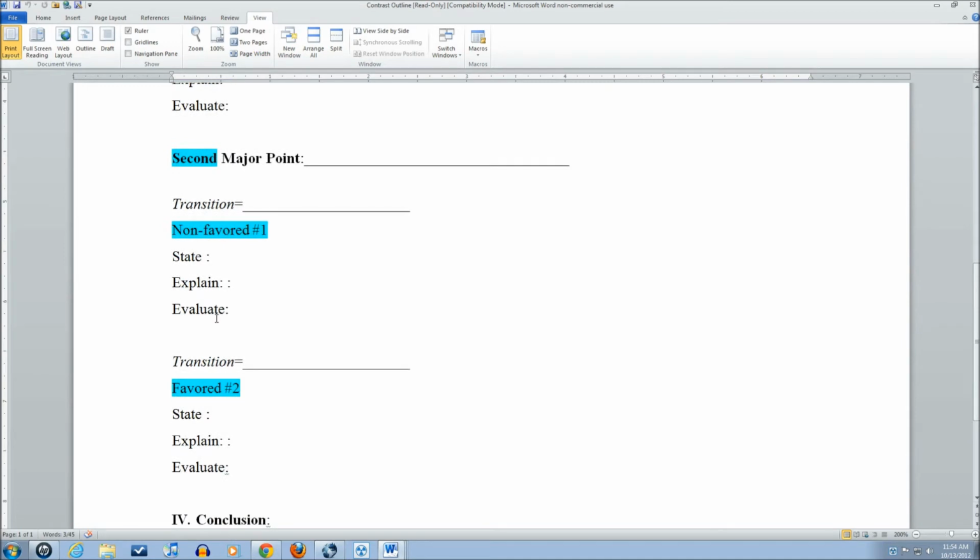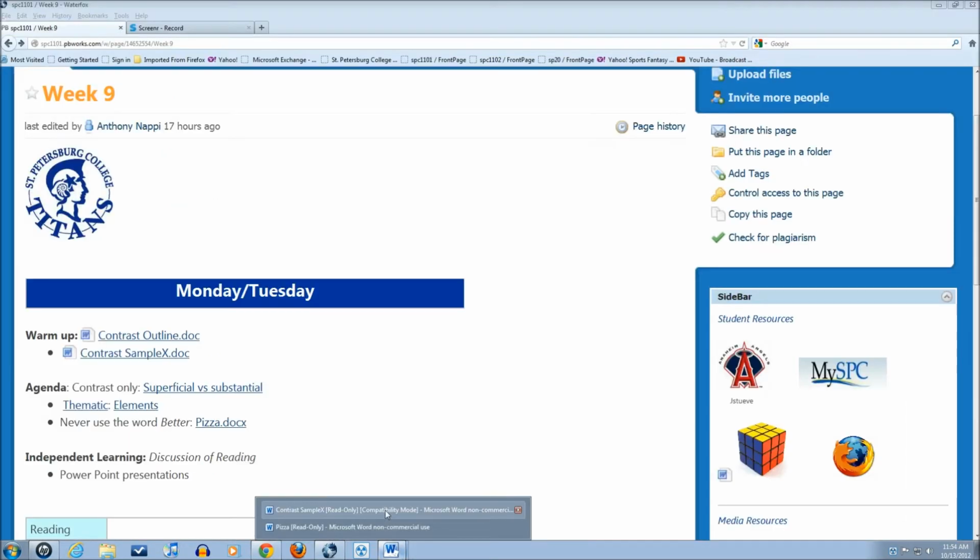Same thing with the second major body point. How much information you put in here, state, explain, evaluate, is really your discretion.